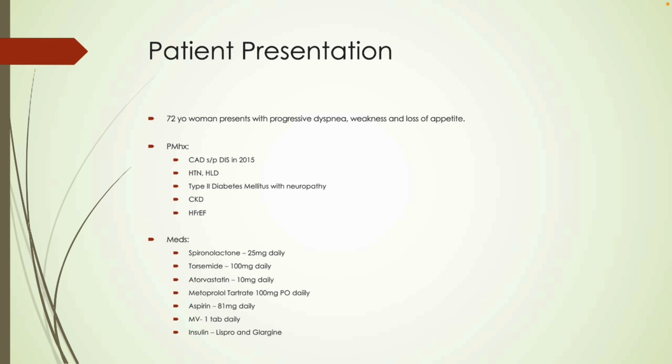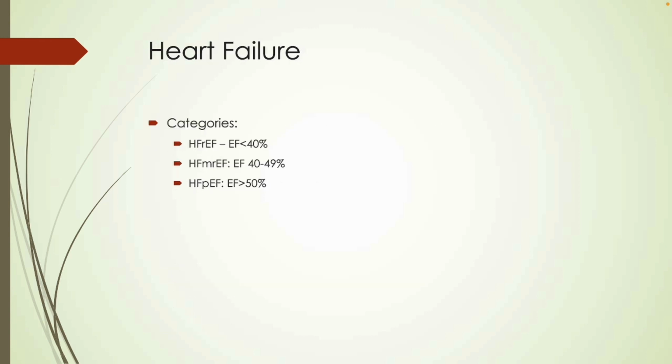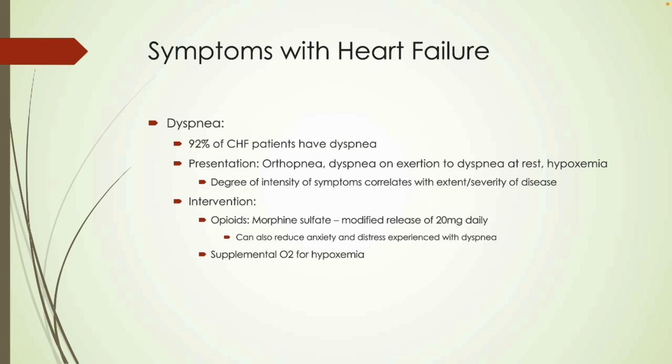Sorry about that. Basic hypertension, hyperlipidemia, and then also diabetes with neuropathy. Some kidney disease, and then heart failure with a reduced ejection fraction. Reduced EF, yeah. Meds there that you would expect to see mostly with heart failure, and then the insulin for diabetes. Just briefly, knowing that there are multiple categories of heart failure, which certainly will affect the medications that the patient needs, we will just skip through this to get to our symptoms.